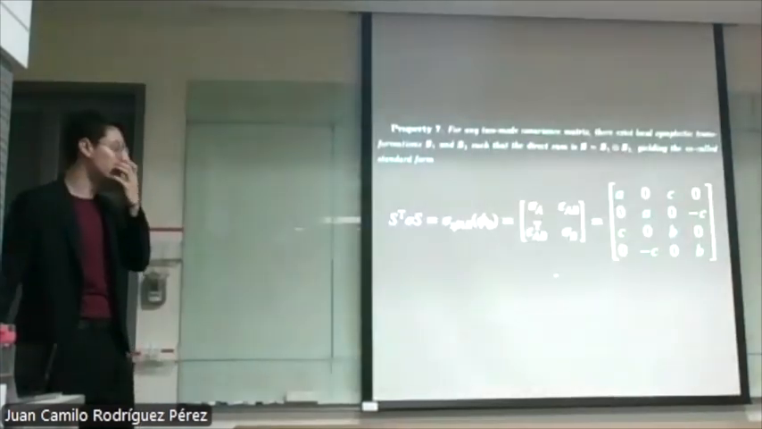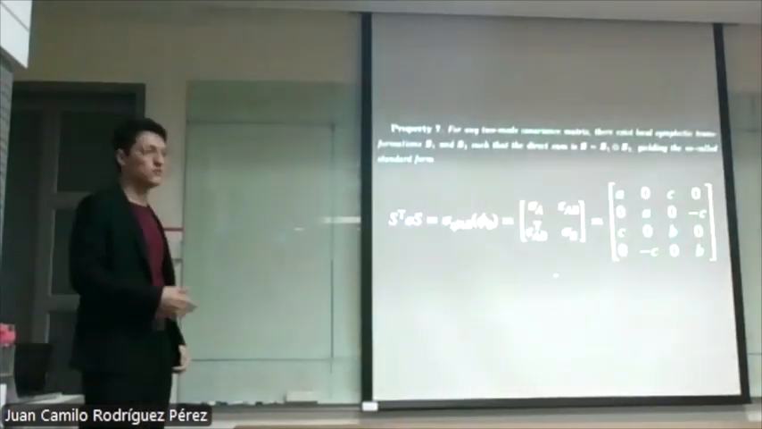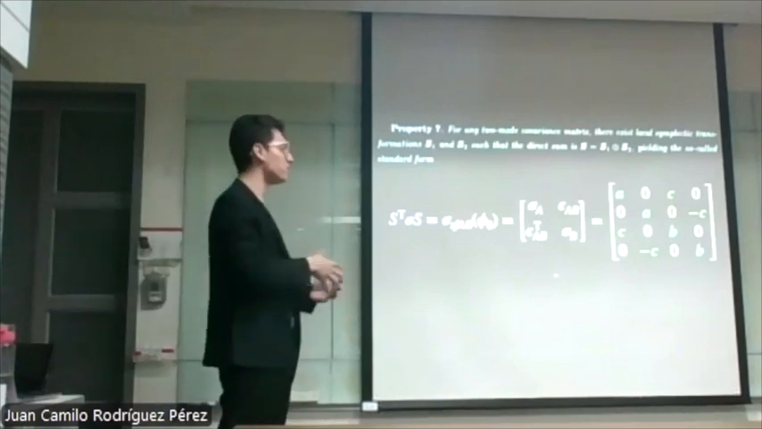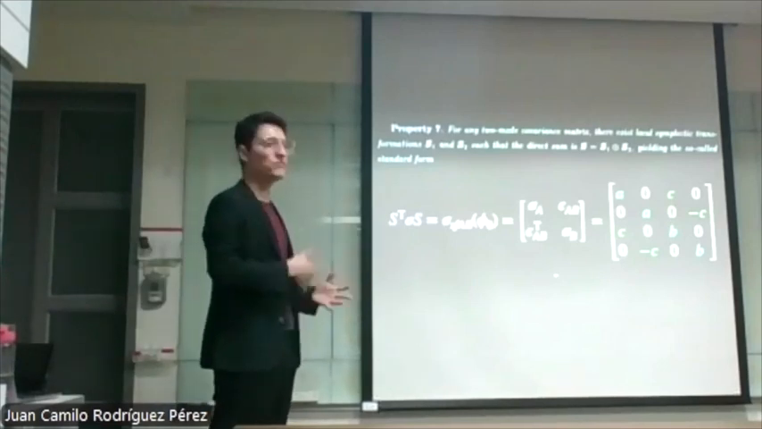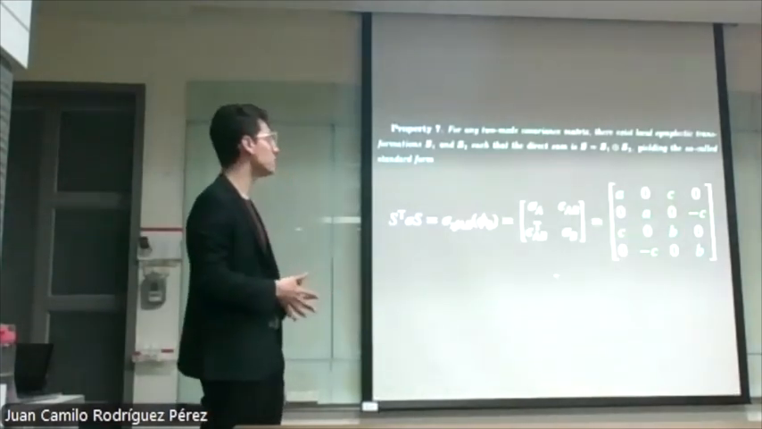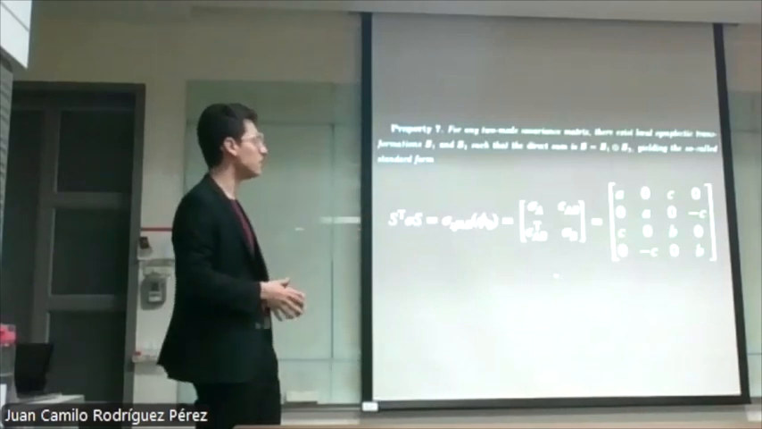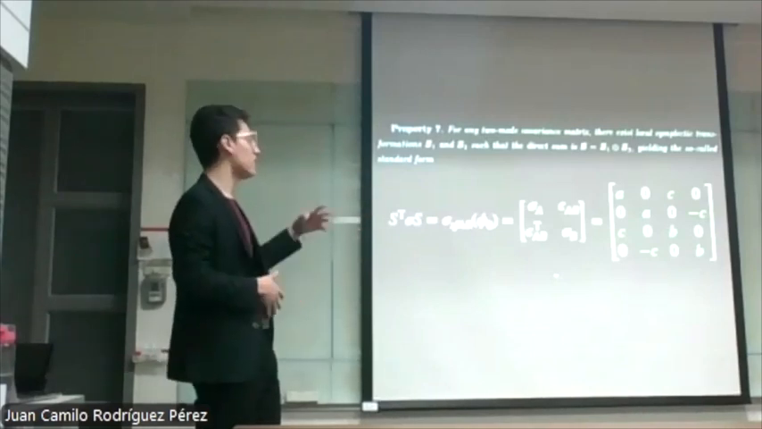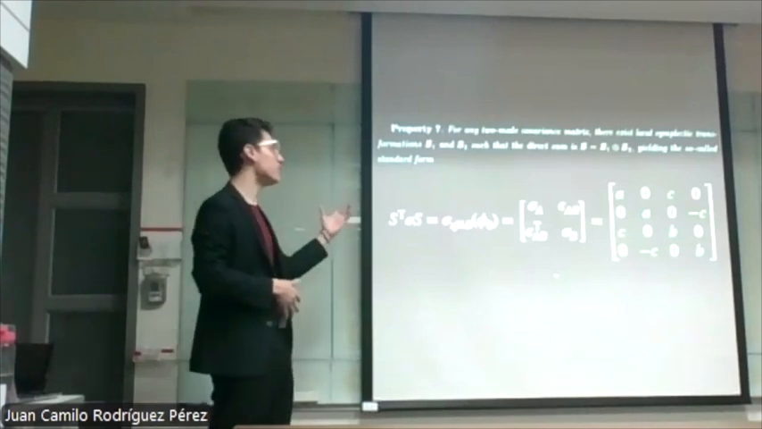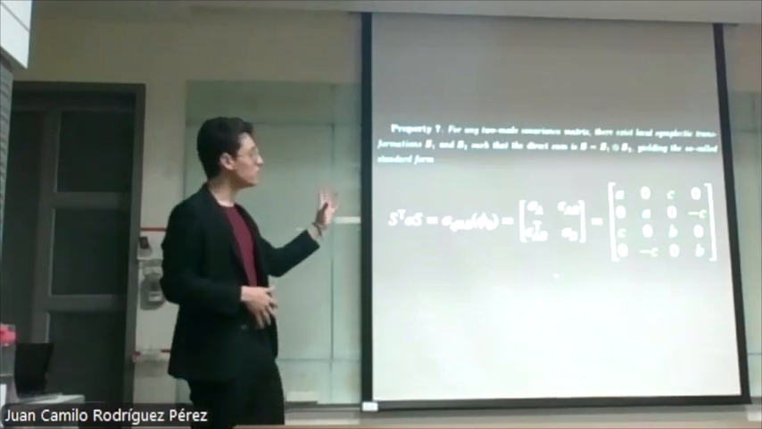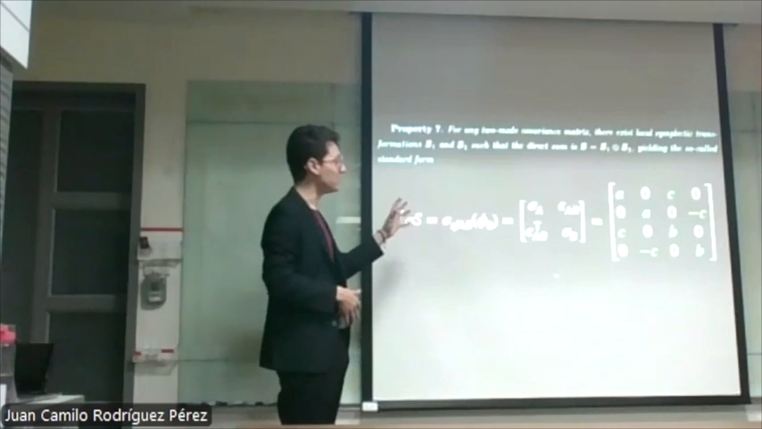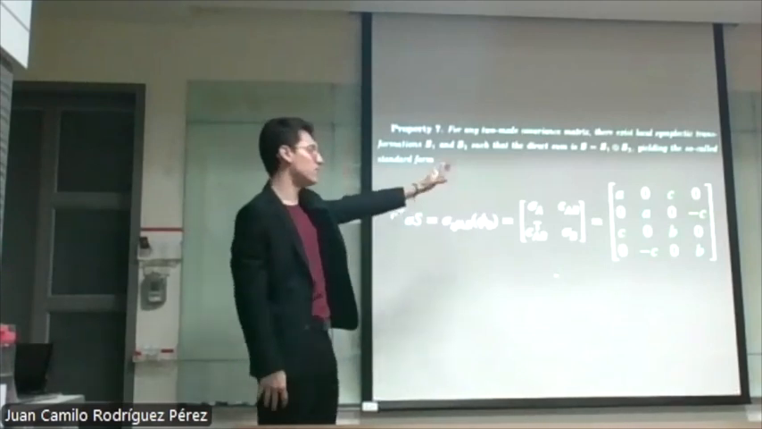Okay, so I would like to take advantage also of the symplectic structures. There are a lot of properties. Proofs of these are referenced in my thesis document. For this property, I can tell you that for a two-mode covariance matrix, if we transform under symplectic transformations, we can also find a standard form. And this standard form has the following form.